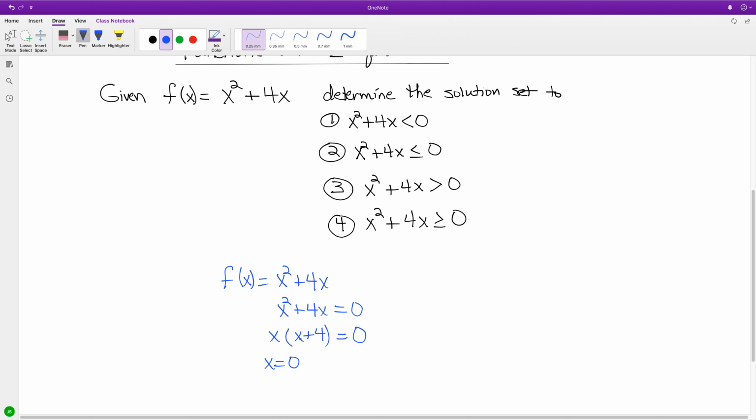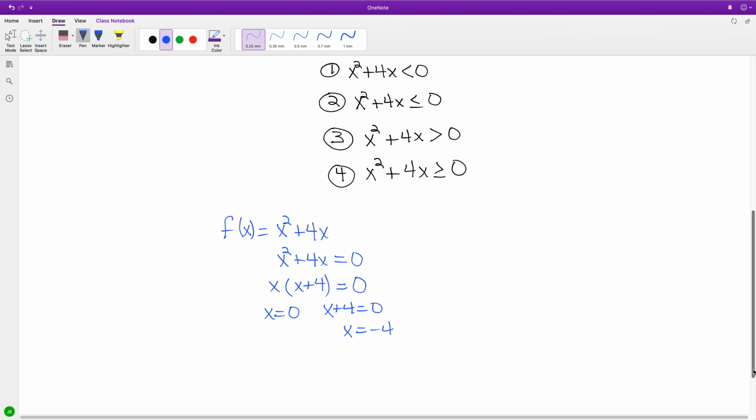So I have x equal to 0, and for x plus 4 equal to 0, we have that x is equal to negative 4. So for the zeros of f of x, again we have 0 and negative 4.